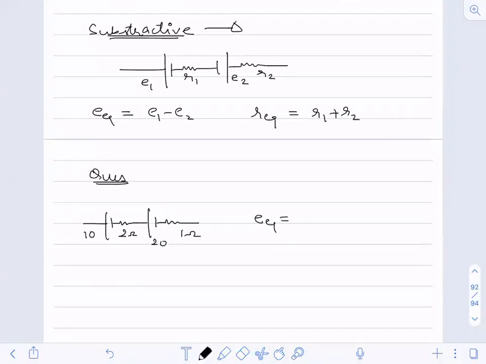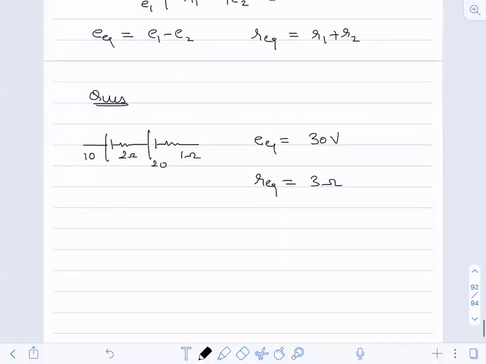I want everyone to write this down. What is the equivalent EMF here? Yes, it is 30 volt. Good. Because it is connected in the positive sense. What is R equivalent here? 3 ohms. Very good.